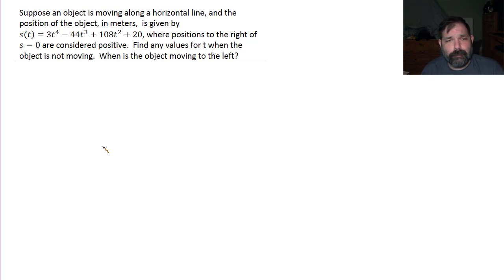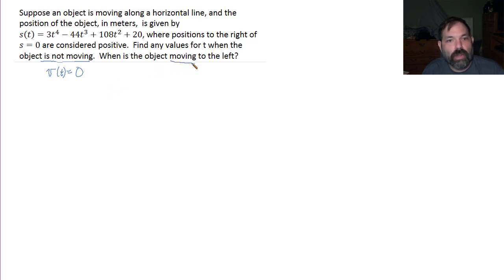Now, at first glance, this problem might look like something completely different than everything we've learned so far. But really, it's a problem that we've seen already in disguise. Find any values for t when the object is not moving. We were given a position function, so its derivative is the velocity. When an object is not moving, that means the velocity is 0.